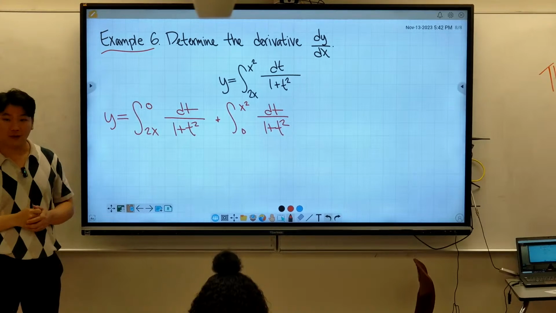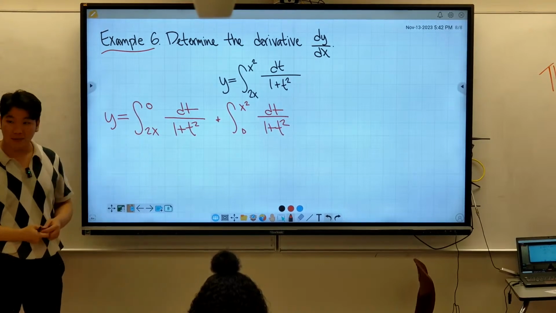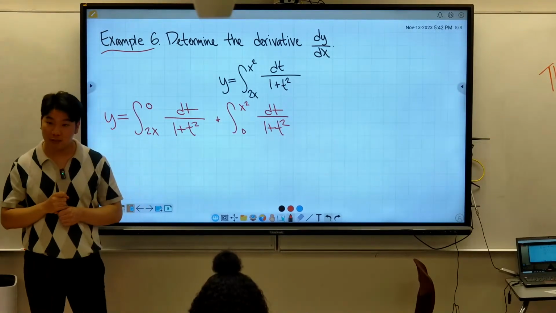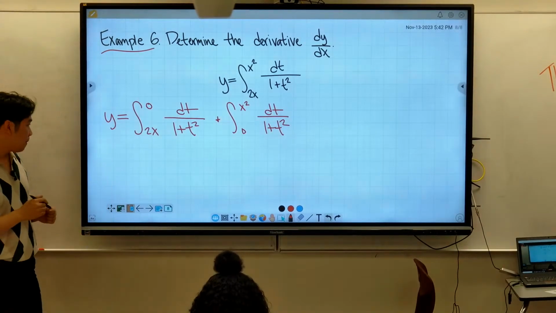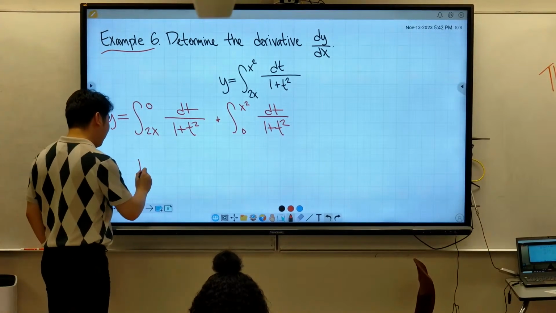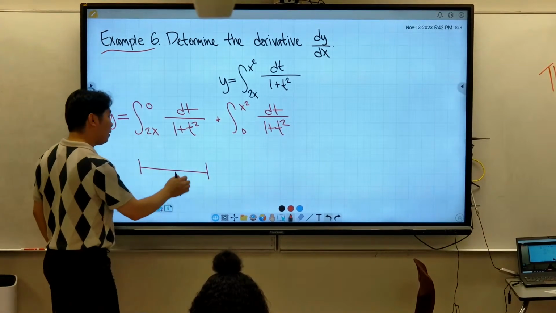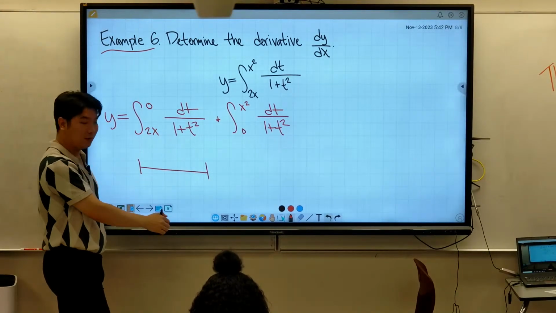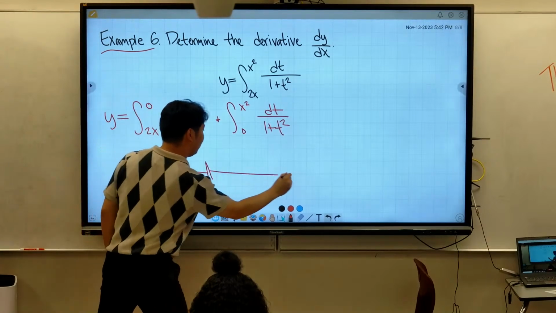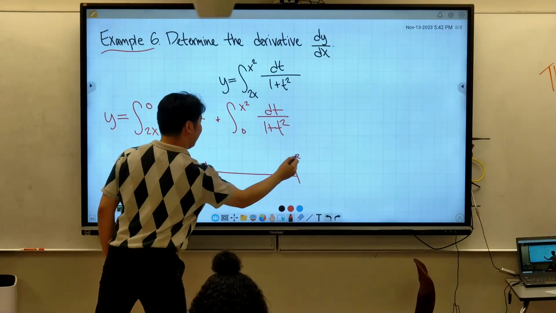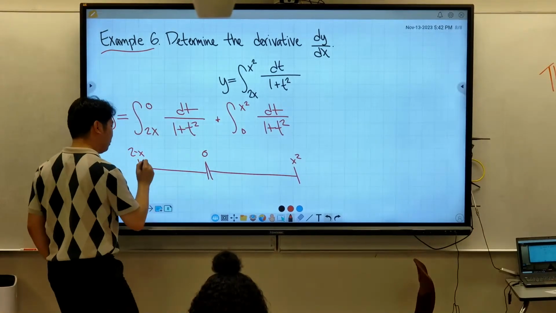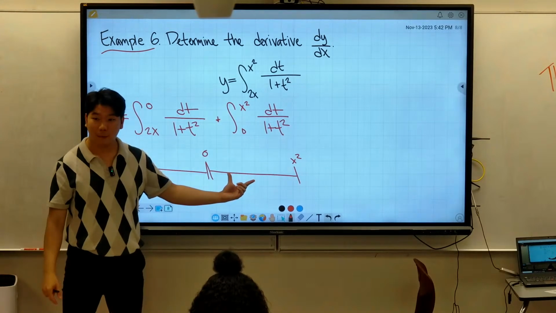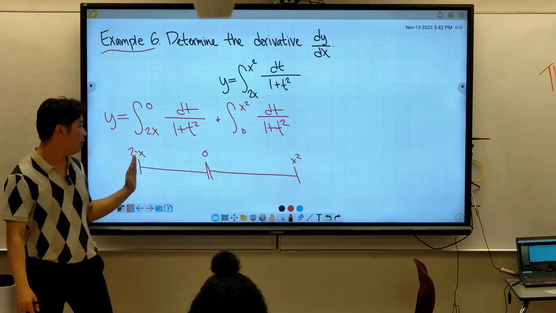Let's think about this geometrically. This is one area. This is another area, right? If we're talking about definite integrals. So, very broadly speaking, this is the area from here to here, 2x to 0. This is the area from 0 to x squared. Again, I'm being a little abstract here. So this gives me the first area. This gives me the second area. Well, this integral is the area from here to here.